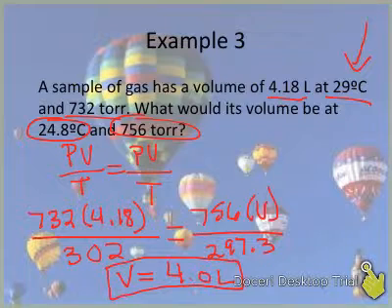What about like the value of R? I'll give you the value. I'm not going to make you memorize that. I'll give you that one.